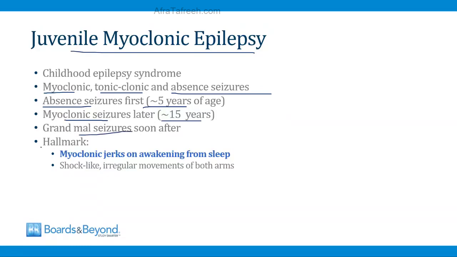The classic sort of hallmark symptom of this disorder that you should know for your boards is myoclonic jerks in the morning on awakening from sleep. These children will display shock-like irregular movements of both arms where they're jerking them back and forth. Those are myoclonic jerks, and when they happen in the morning, that's classic for this disorder.